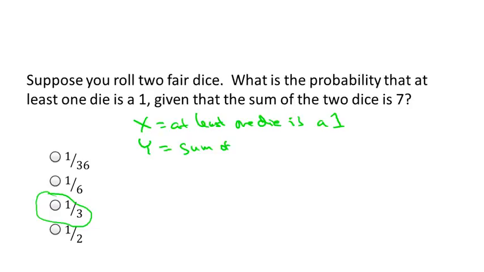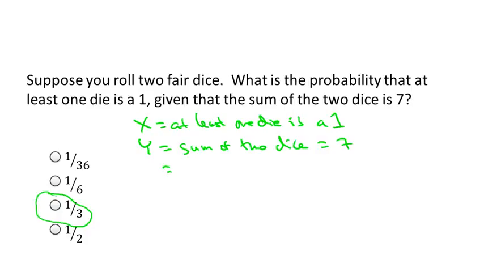Now, the easiest way to explain this is let's zoom in, let's drill down on y. Let's figure out exactly which outcomes y comprises. So the sum of the two dice being 7, we saw in the first part of the probability review that there's exactly 6 outcomes which give rise to the sum 7.